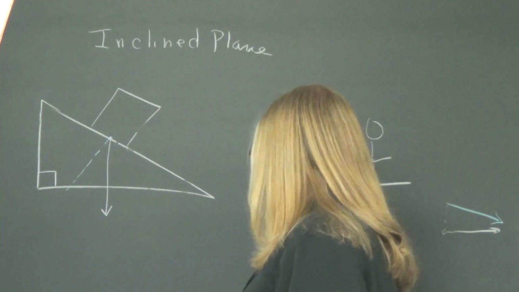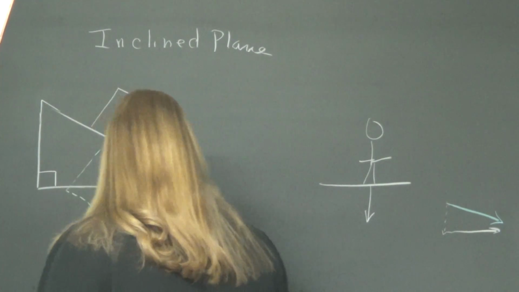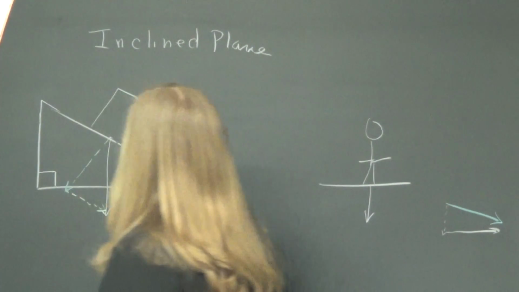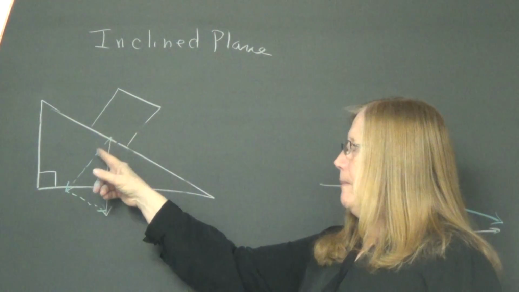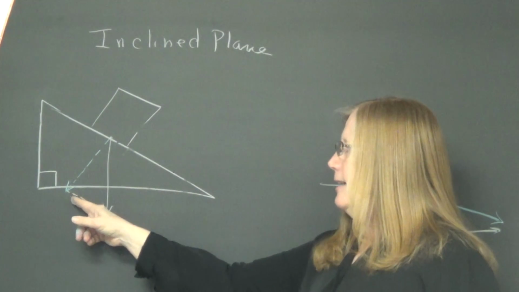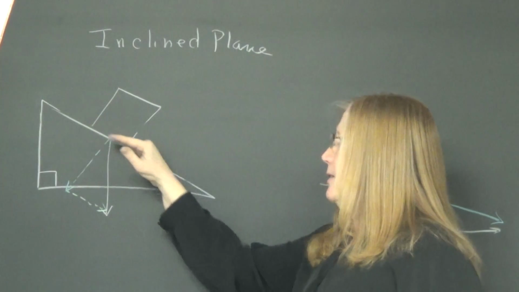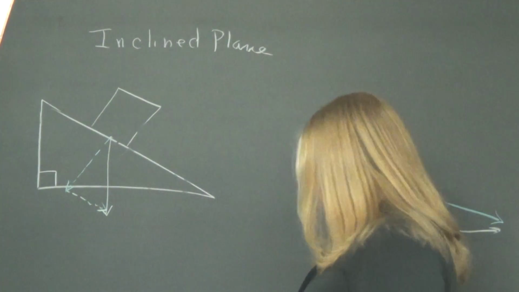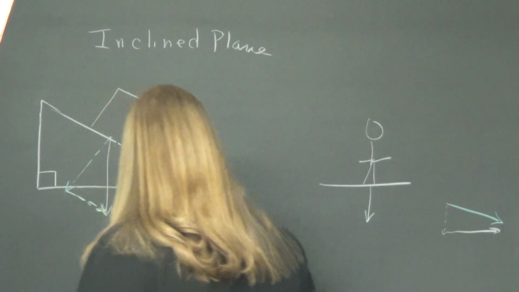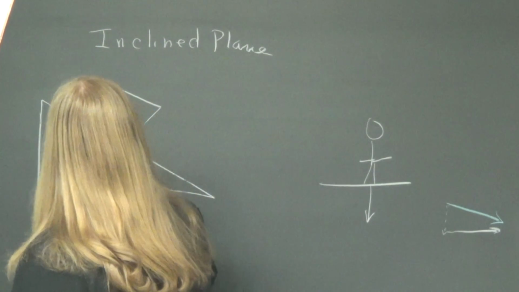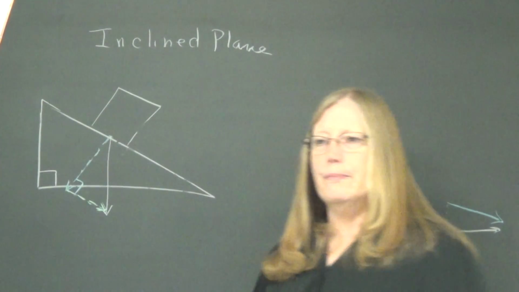Guess what I'm going to call the other one? So instead of having a vertical and horizontal component, I'm going to have a perpendicular component and a parallel component. So the parallel component to the plane is this green one. You can see it's green. And the blue one is the perpendicular component. It still forms a right angle.